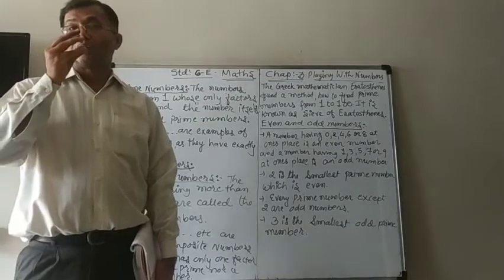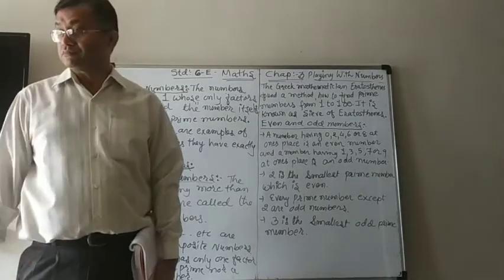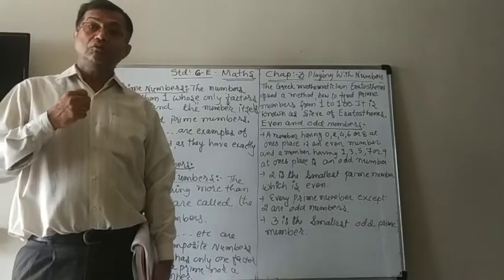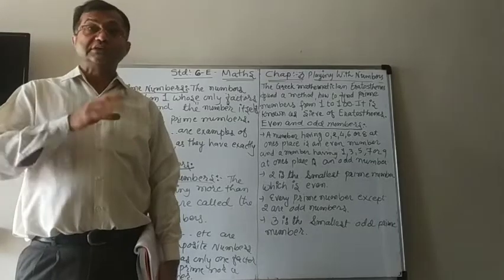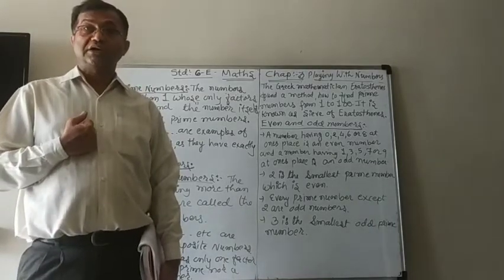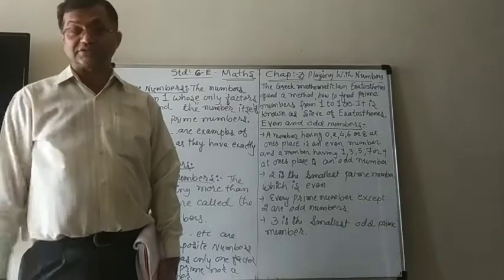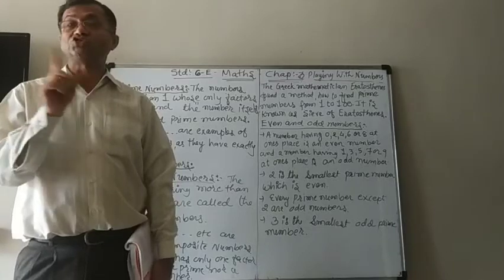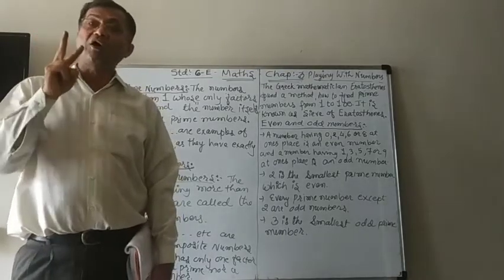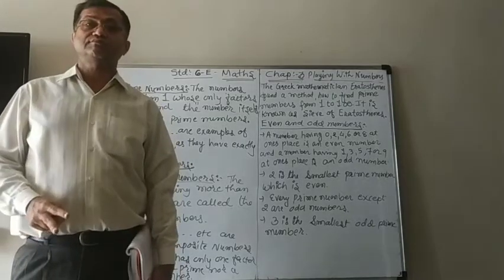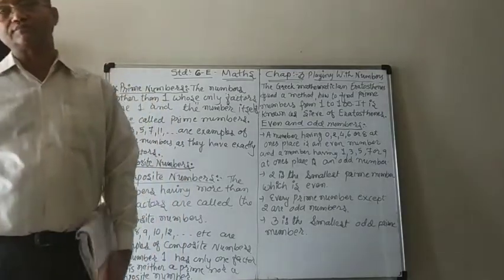Let's take another example, 9. What are the factors of 9? 1 multiplied by 9, and 3 multiplied by 3 also. It means that the factors of 9 are 1, 3 and 9. There are 3 factors. It means this number is not a prime number, because prime numbers will have only and only 2 factors, and those are the number 1 and the number itself.